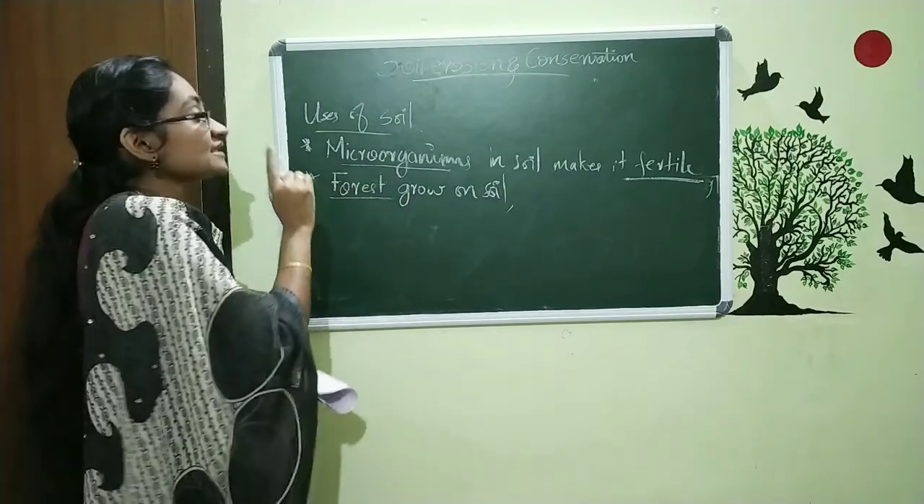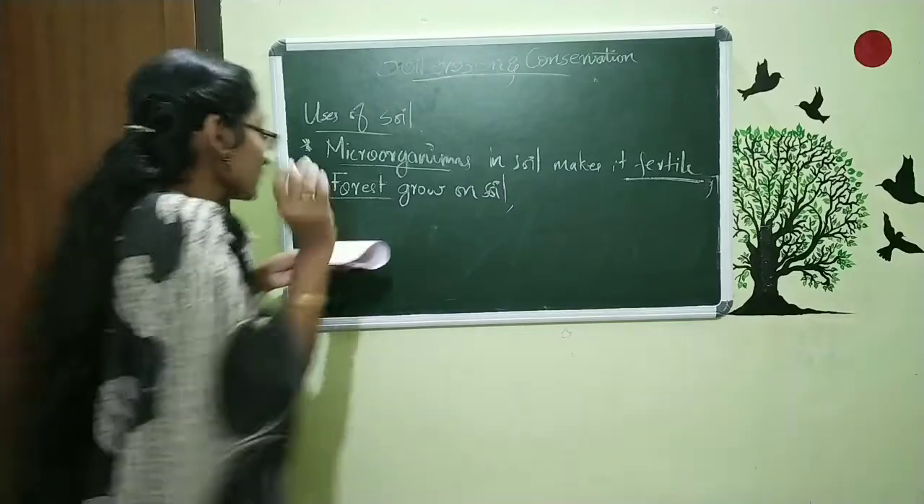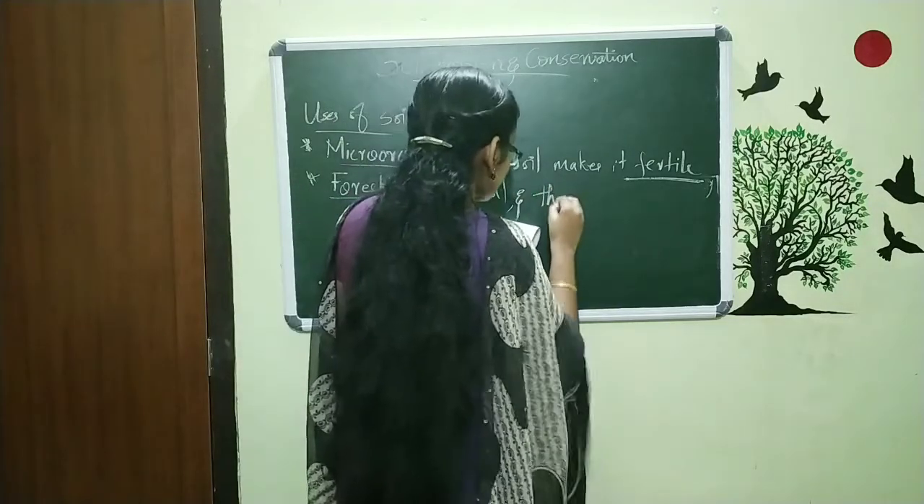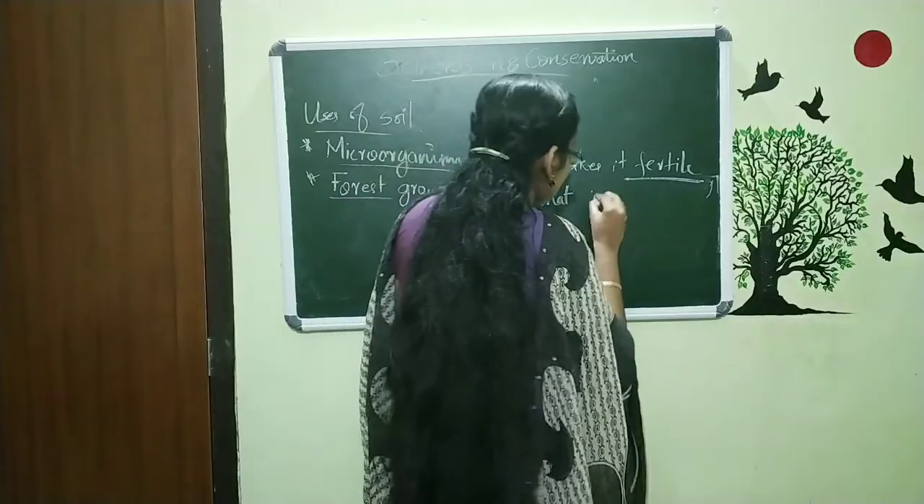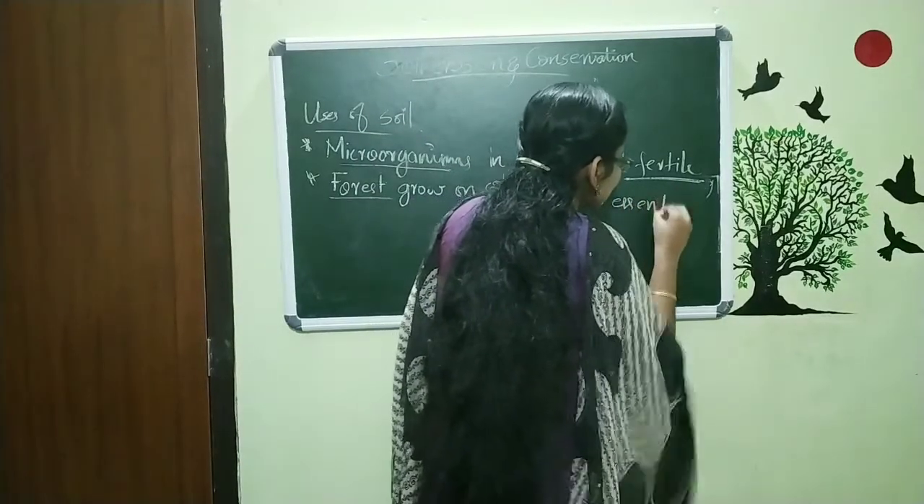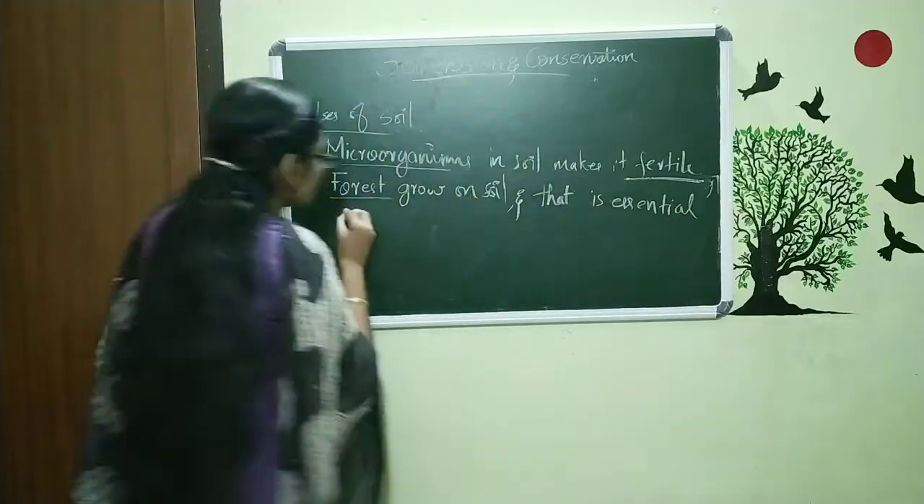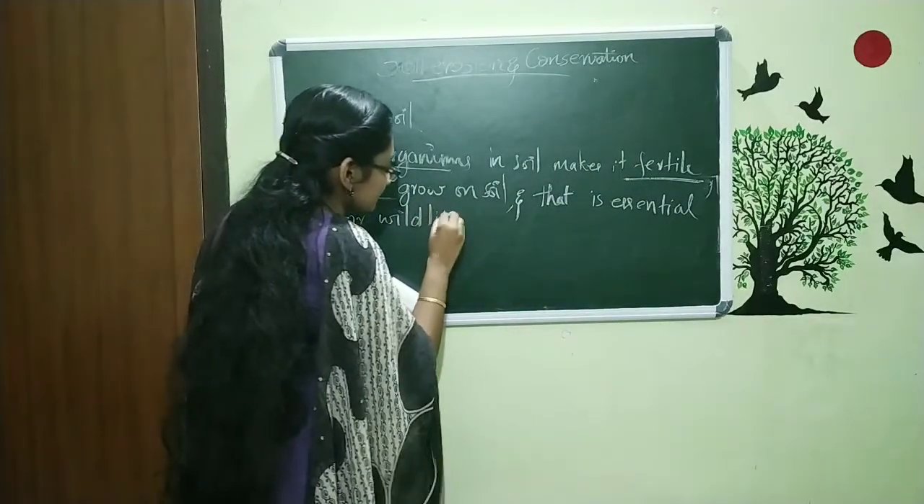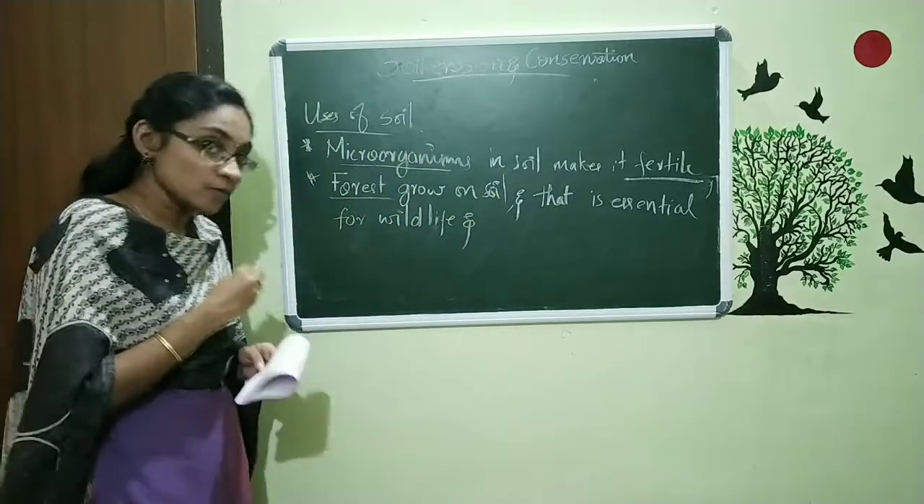So we can say the next use of soil is this: forests grow on soil, and that is essential for wildlife and also for raining.